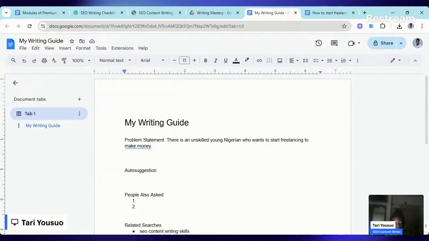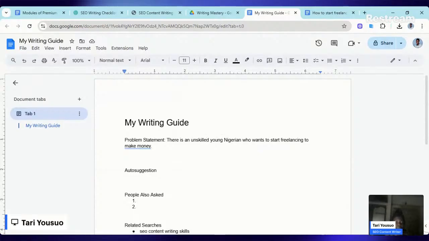So the problem statement, there is an unskilled young Nigerian. Now, this is who I'm targeting. It may be a skilled person too. So someone who wants to start freelancing doesn't necessarily have to be unskilled. I'm just trying to give you the ideas that go through my mind. I'm trying to write an article. So like I said, the person doesn't necessarily have to be unskilled, but from my own positioning, the kind of person I can help is someone who is unskilled.